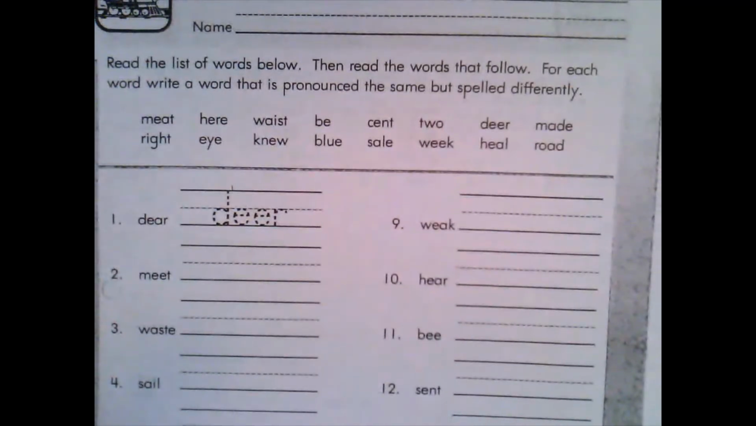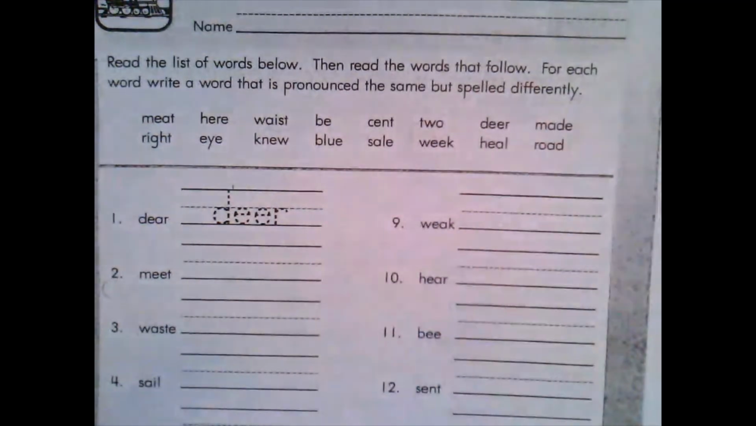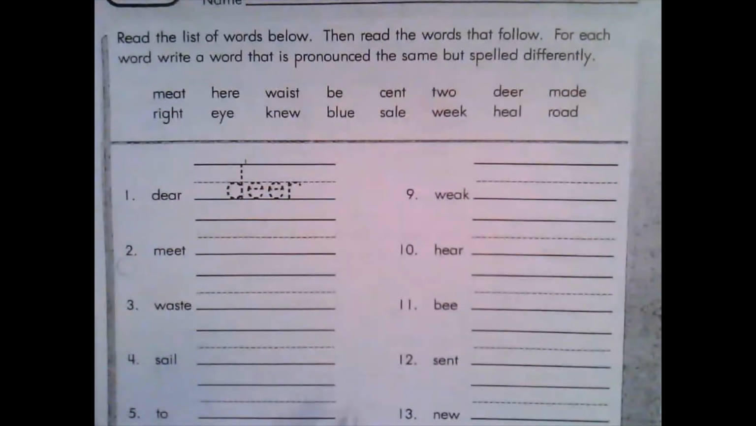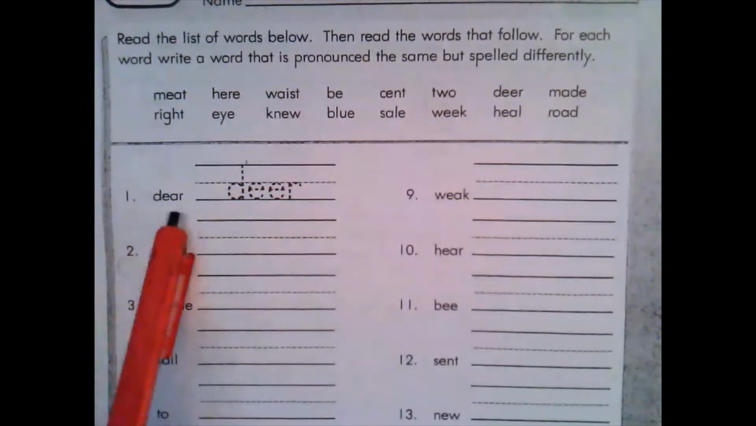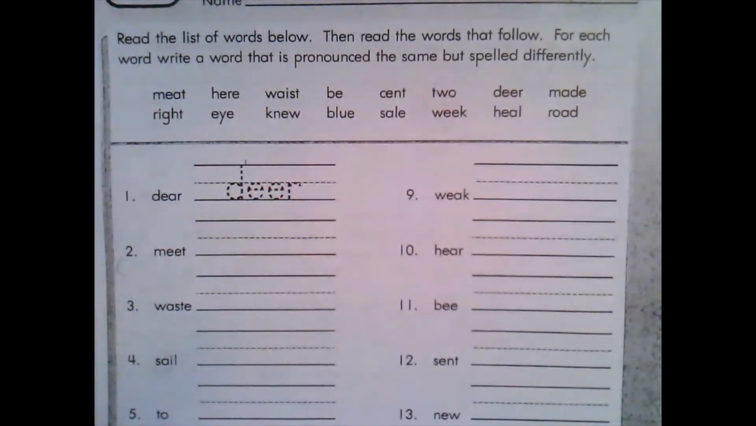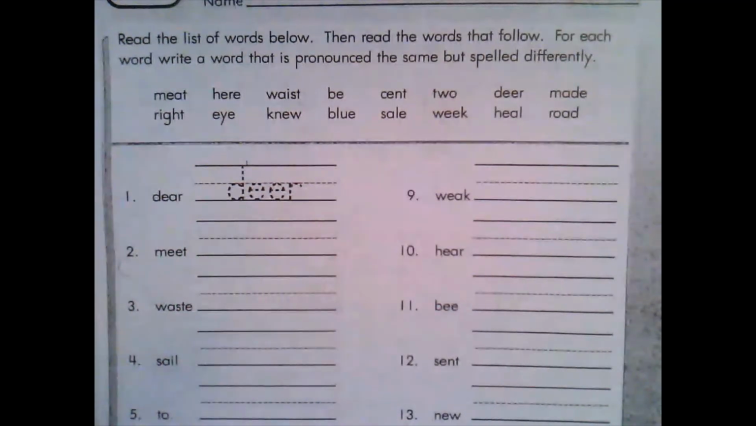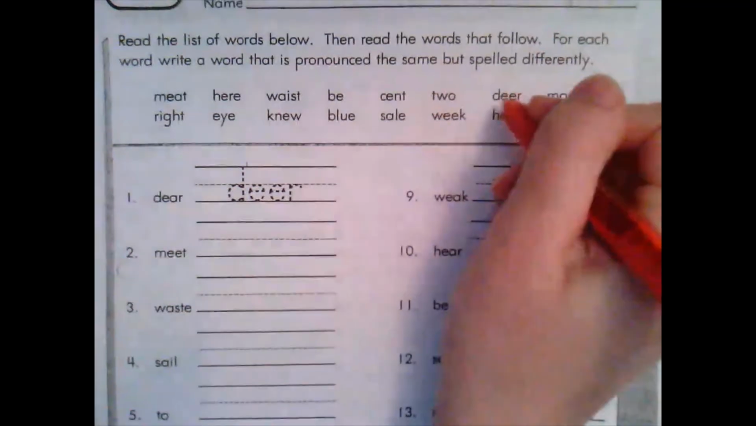On the back, it gives you this list of words, and you just have to match it to the homophone down here. So like for example, dear, D-E-A-R, is like how you start a letter, like when you say dear whoever. D-E-E-R is the animal, deer. So they match, dear and deer, and you cross it off your list.